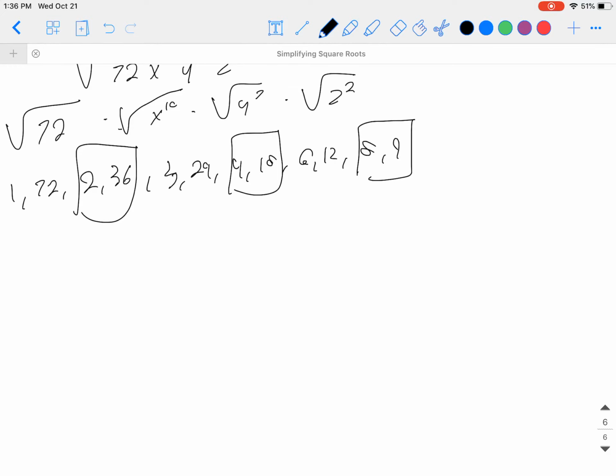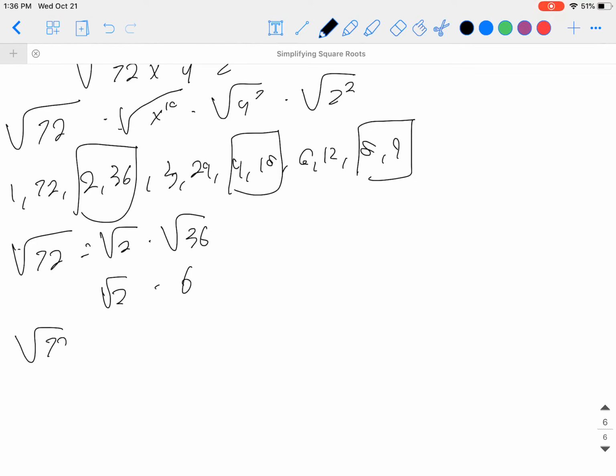But I'm going to use the 2 times 36 equals 72, as this will leave us with the least to simplify. So we can write the square root of 72 as the square root of 2 times the square root of 36. Square root of 2 cannot be simplified anymore, and the square root of 36 is 6. So we have the square root of 72 equals 6 root 2.